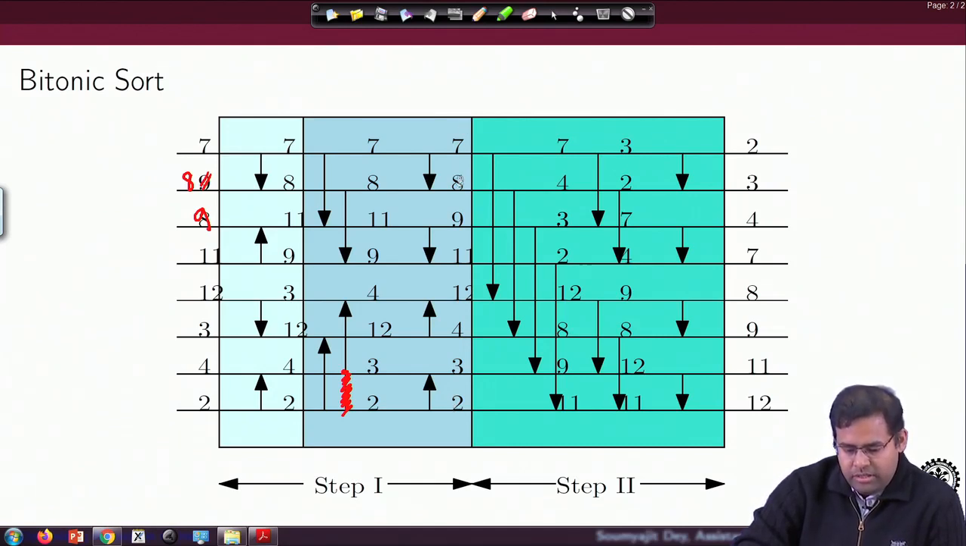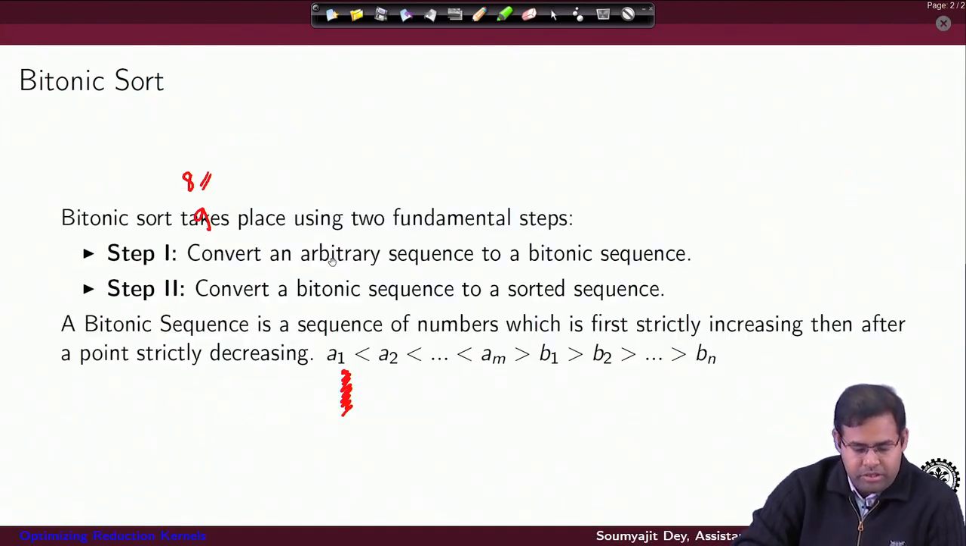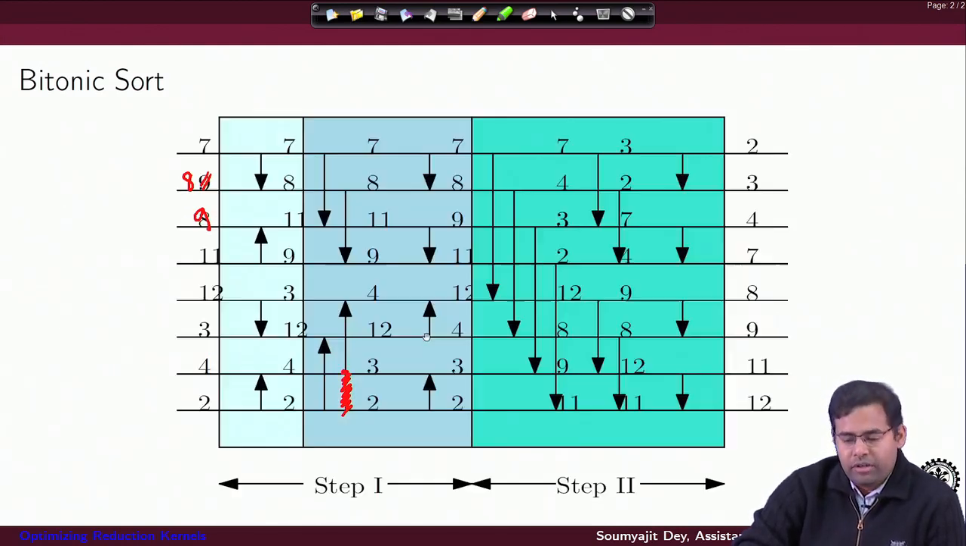So it's ascending here and then it's descending here. That means this is a Bitonic sequence, because if you go back to our previous definition, a Bitonic sequence is a sequence of numbers which will first strictly increase and then strictly decrease after that point, right? So that's what is happening here.